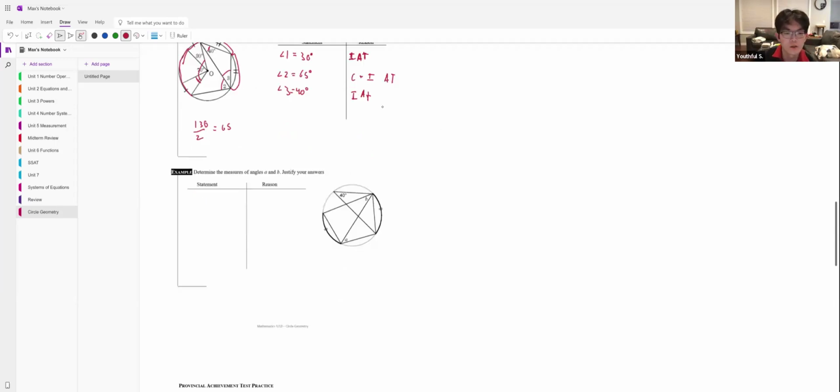Cool. So determine the measures of angle A and angle B. Angle A here and angle B here. Okay. We'll start off with angle B because it's the first one I saw. So angle B has this arc over here, and then this arc over here is the same, right? Indicated by the two dashes. And then this arc has an inscribed angle of 40 degrees. So that means that angle B has to be the same as that. So angle B is equal to 40 degrees, since the arcs are the same.